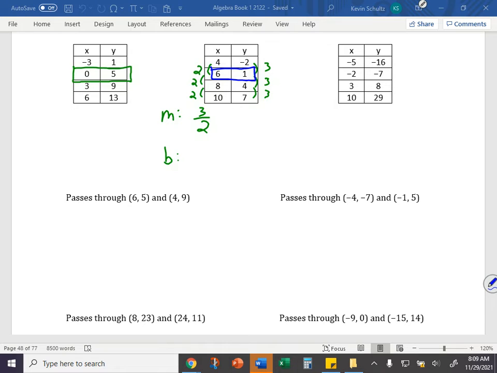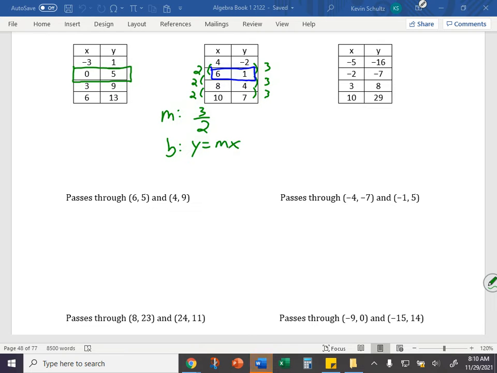So once we get the slope, all 4 of these ordered pairs being part of the relation means they're on the line. So it doesn't matter which one you pick, because these x and y values can all be substituted in for x and y in the equation, and it's going to work. Okay. So to find our b here, give myself a little more space.